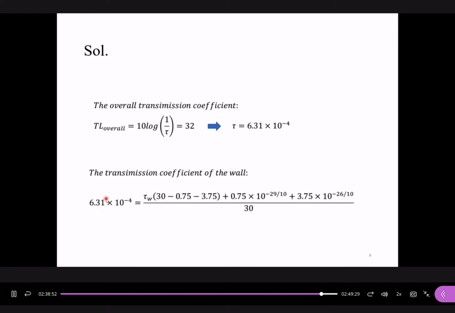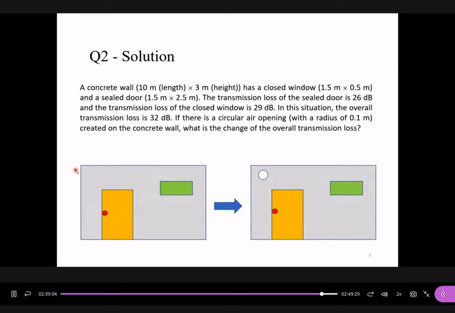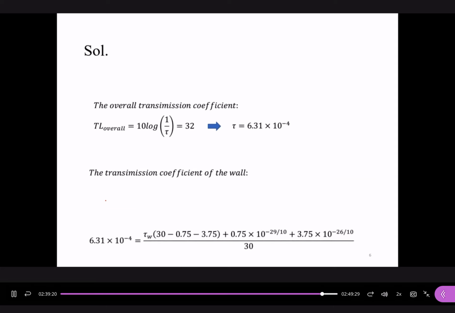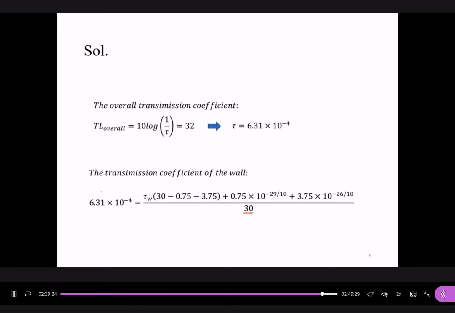This is the transmission coefficient of the wall, or the overall situation. This is tau 1. And what is this 30? 30 is the total area, because this is 10 meters and this is 3 meters. What is the total area? 30 square meters. This is the total area, and this is the transmission coefficient. Now, this part is for the wall. We don't know this one, so we have to find it out.